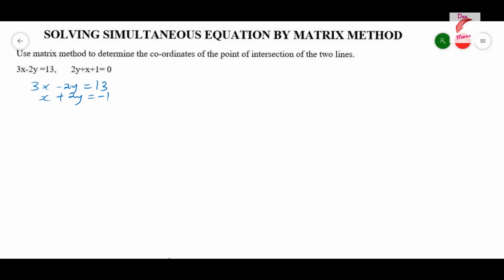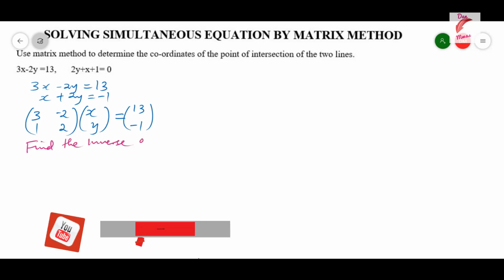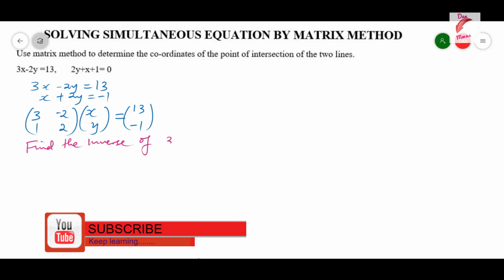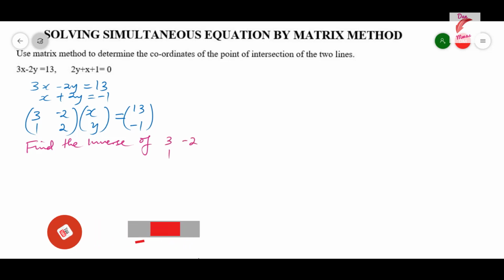Then we can extract the coefficients and arrange them in column form. So here we have 3, 1, -2, 2, and we have x and y equals 13, -1. That is the first step. The second step is to find the inverse of this matrix 3, 1, -2, 2.